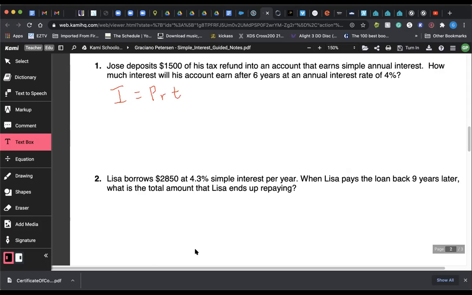So the deposit would be the principal, right? Good. So the P is equal to $1,500. Okay. What's my rate? R. This was 4%. How do I turn that into a decimal? 0.4. Nope. 0.04. 0.04, sorry. And how many years? 6. Good. So the time would be 6 years. 360.